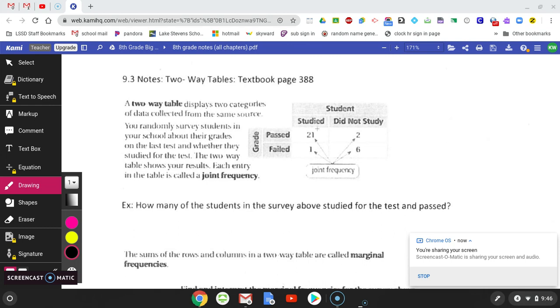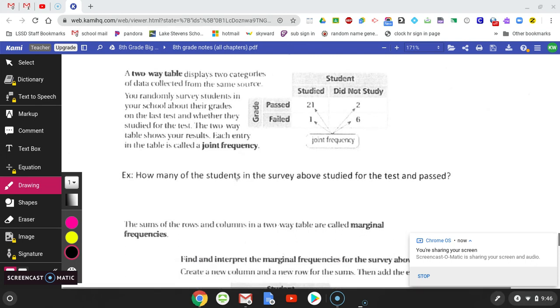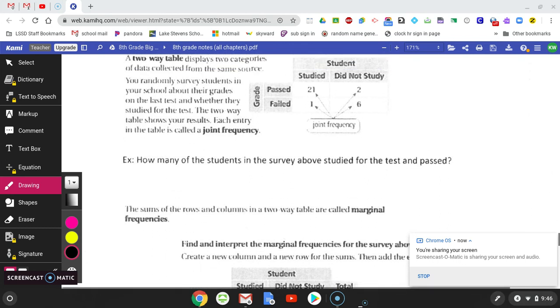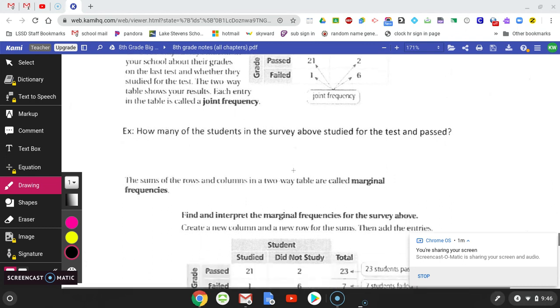So this means that 21 students studied and passed, and one student who studied did not pass, he failed, or she. Two students that did not study passed, whereas six students who did not study failed. So you can see that there's definitely a correlation. If you studied, you are very likely to pass, and if you didn't study, you are more likely to fail. How many of the students in the survey above studied for the test and passed? Well, 21 out of 22 of them total studied for the test and passed.